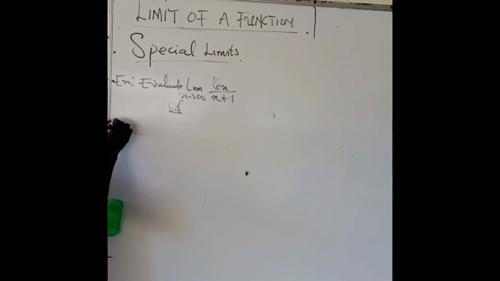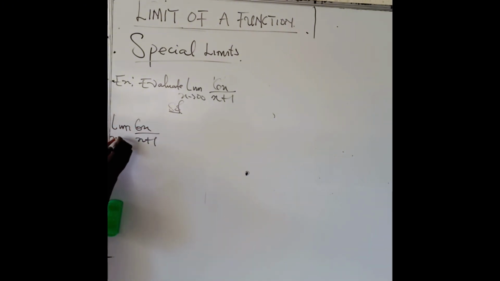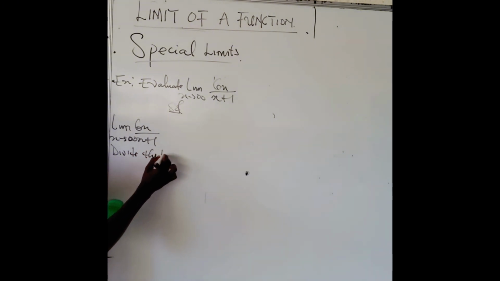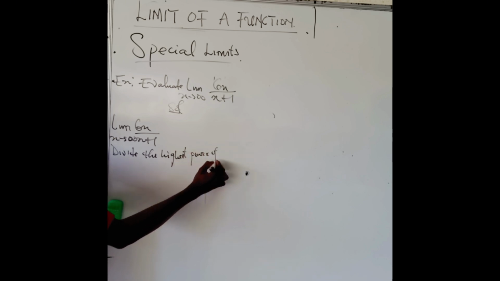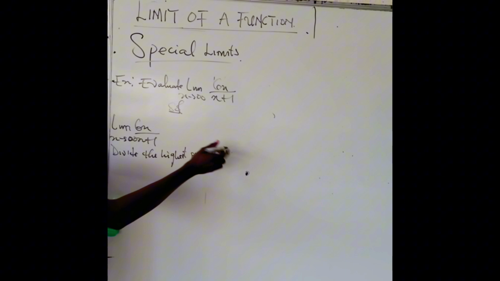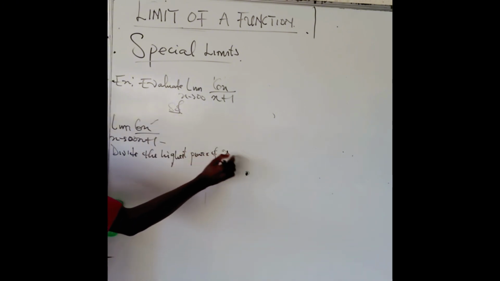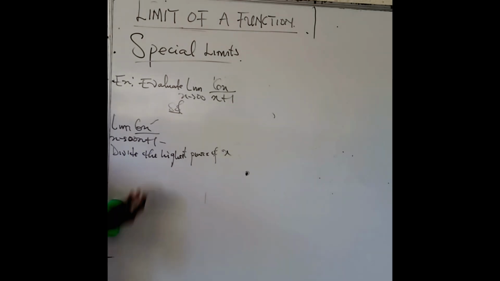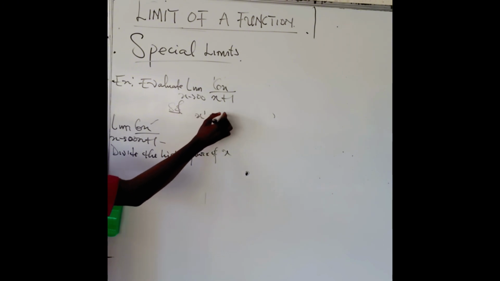Solution. Limit of 6s over s plus 1 as s approaches infinity. So divide the highest power of s in both numerator and denominator. And what is the highest power of s in this question? The highest power of s is s, which is s raised to power 1, is equal to s.